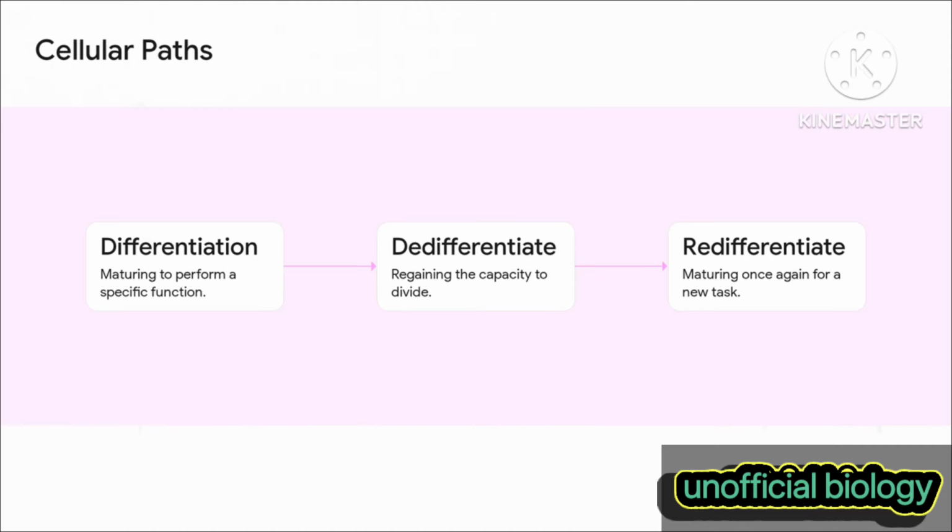Step 2 is dedifferentiation. Under the right conditions, a mature, living, specialized cell can actually regain its ability to divide. It basically hits the biological reset button. And then step 3 is redifferentiation, where those newly dividing cells lose that ability all over again and mature to take on a completely new specialized task.